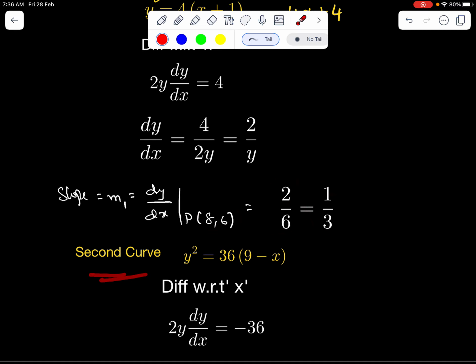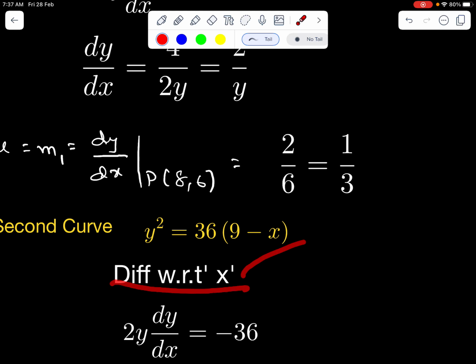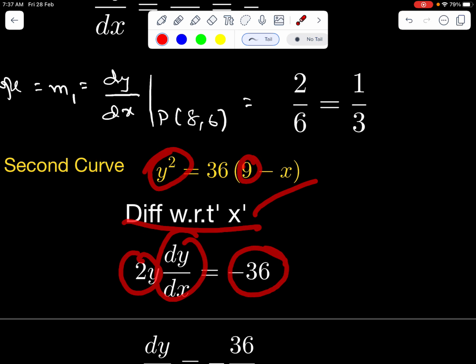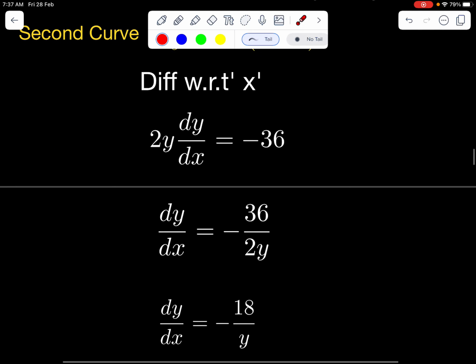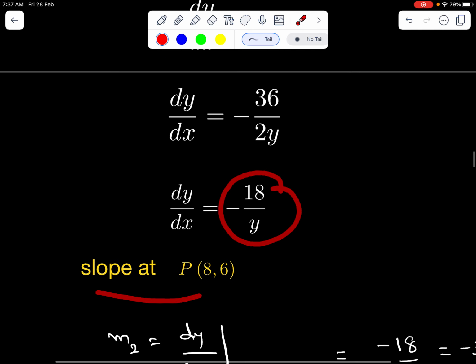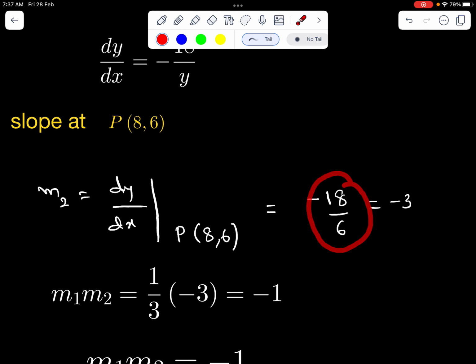You can take second curve, y square equal to 36 into 9 minus x. Therefore, derivative with respect to x. Therefore, y square derivative 2y into dy by dx equals minus 36. 9 is the constant. Therefore, dy by dx is equal to minus 36 by 2y. Therefore, minus 18 by y. Slope at 8 comma 6. Therefore, minus 18 by 6, minus 3.